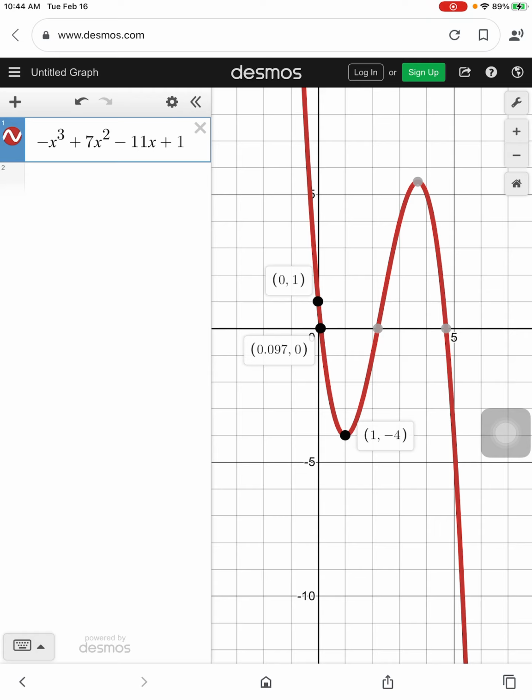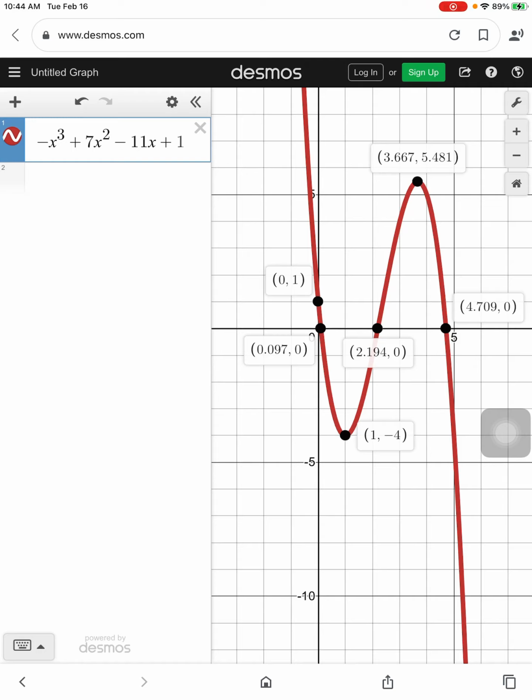Our local minimum is positive 1, negative 4. Another X-intercept, I'm just going to round it to the tenths, is at 2.20, and another at 4.70. So there are 3 X-intercepts in this one. There's a local minimum, and there's another local max here at 3.7, 5.5.